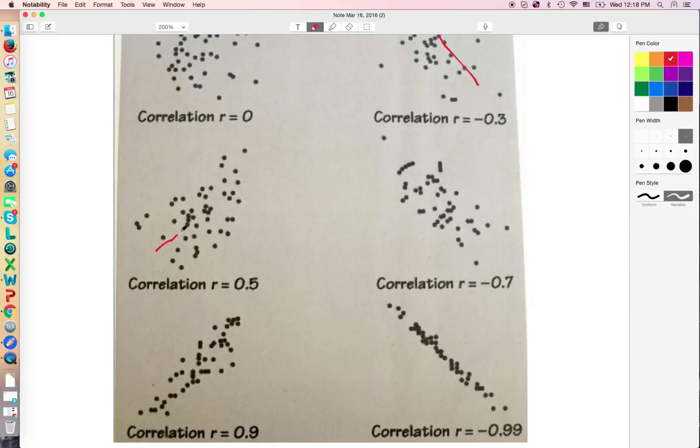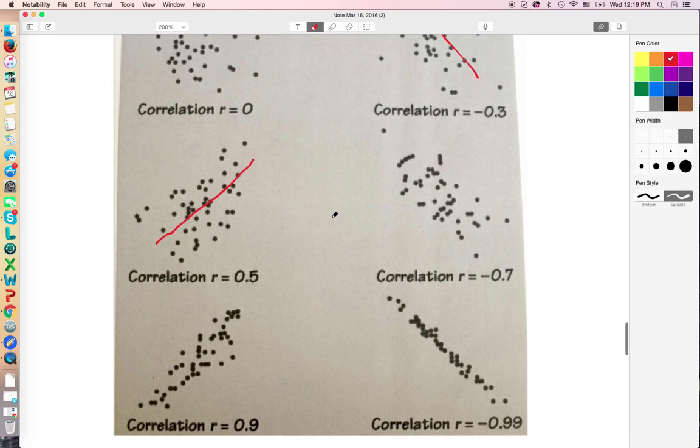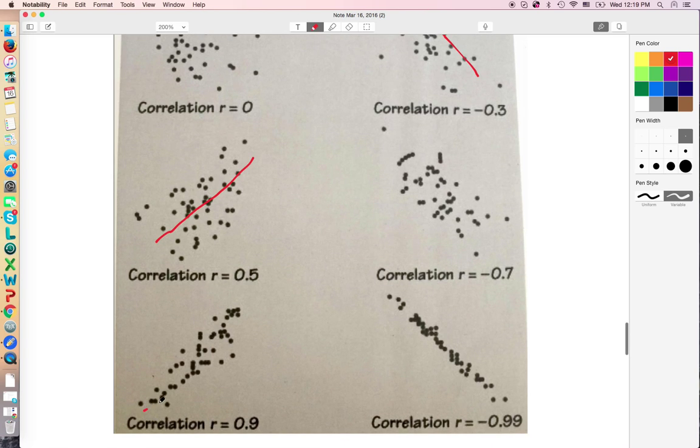Here we have a line that would go through the data that would be positive, so we have a positive association, and there's some scatter about the line. We put it right in the middle at 0.5, whereas here we have a positive association, and it's pretty tight. Not a lot of scatter about the line, so a strong correlation.